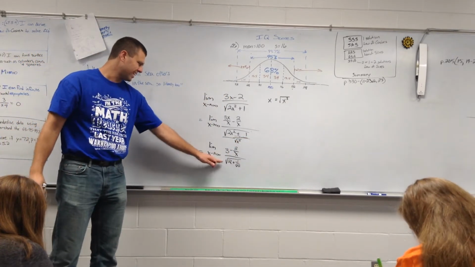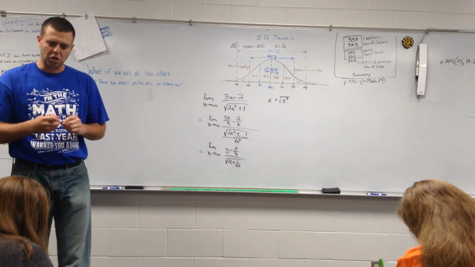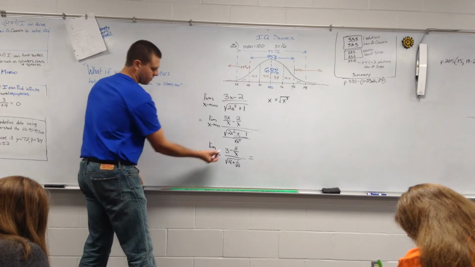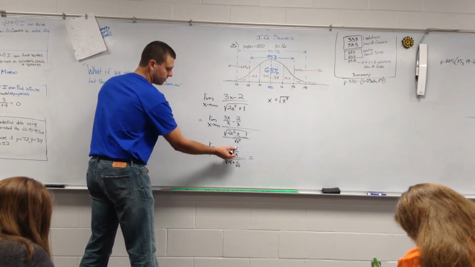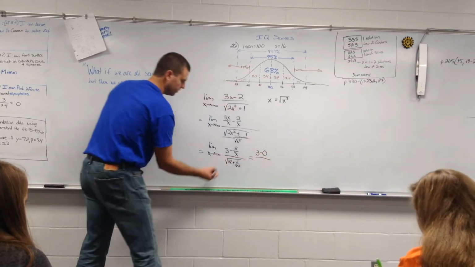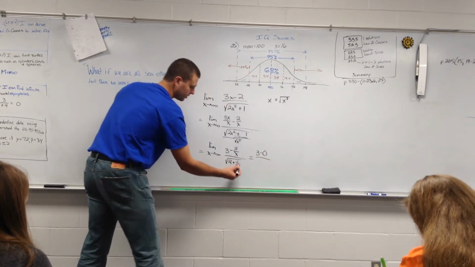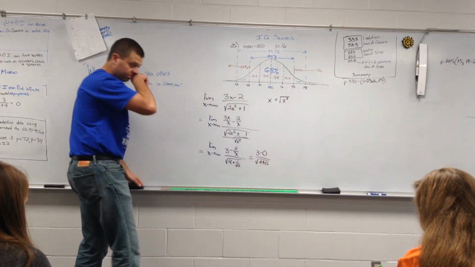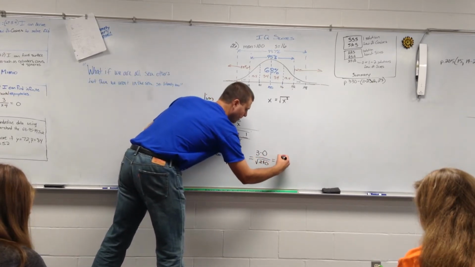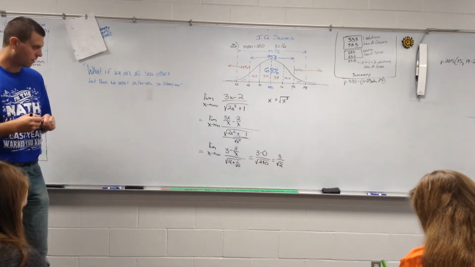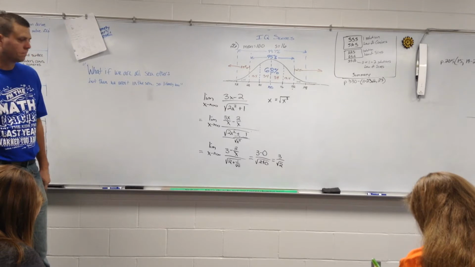And this is what you would get now, using what we know from yesterday. You'd be left with what? 3 minus something next to 0, which is 0, over the square root of 2 plus something next to 0, which is 0. So yes, 3 over the square root of 2.